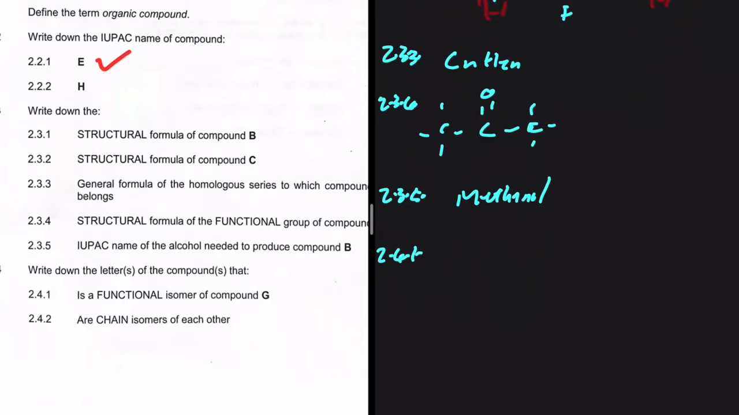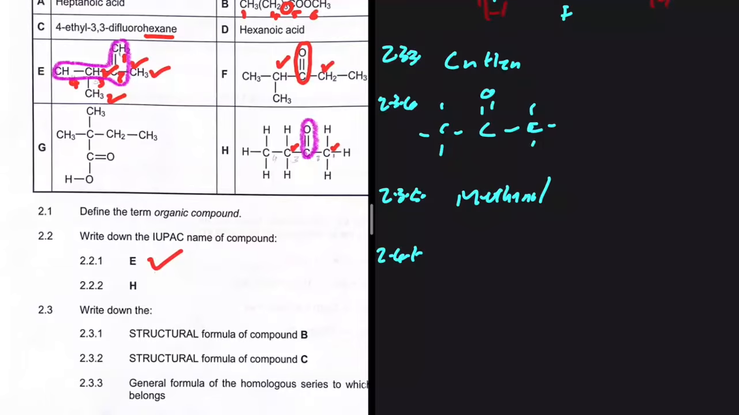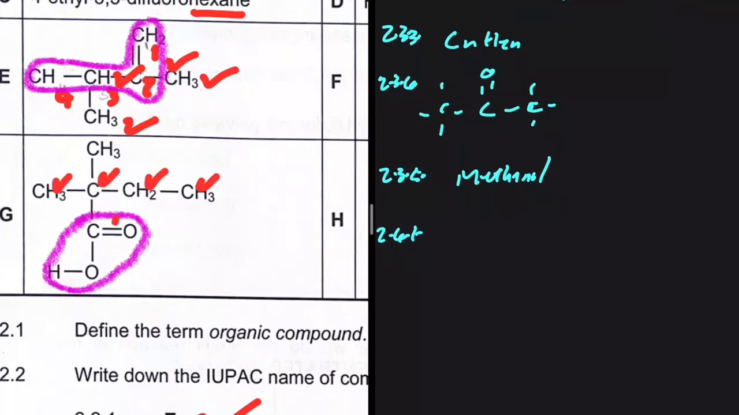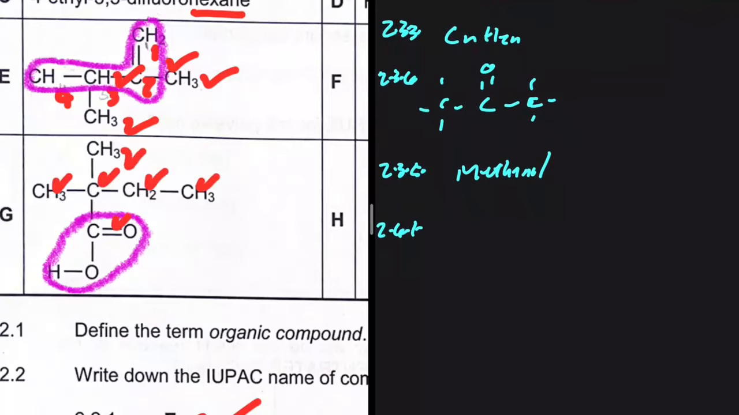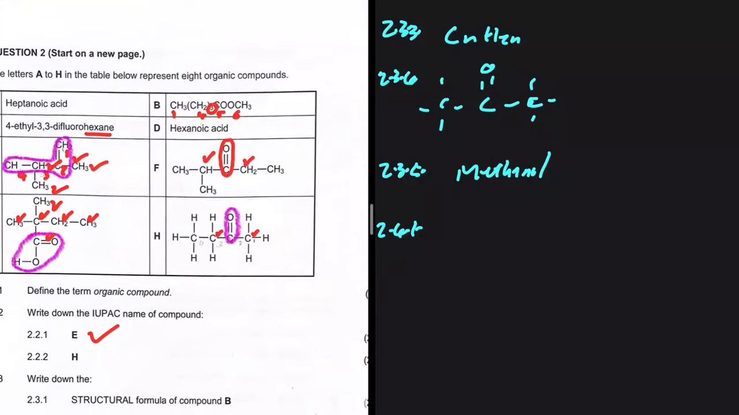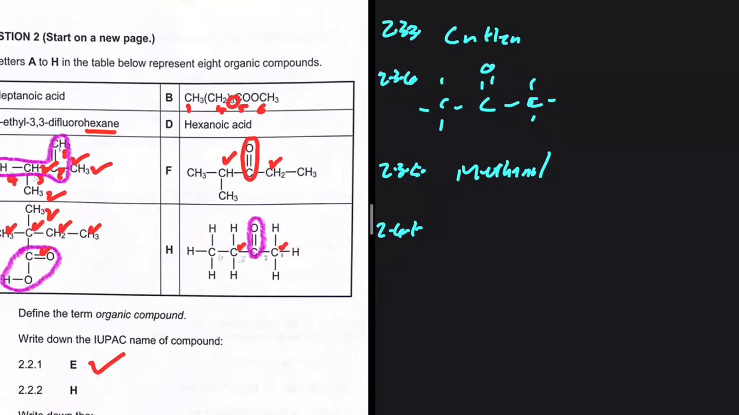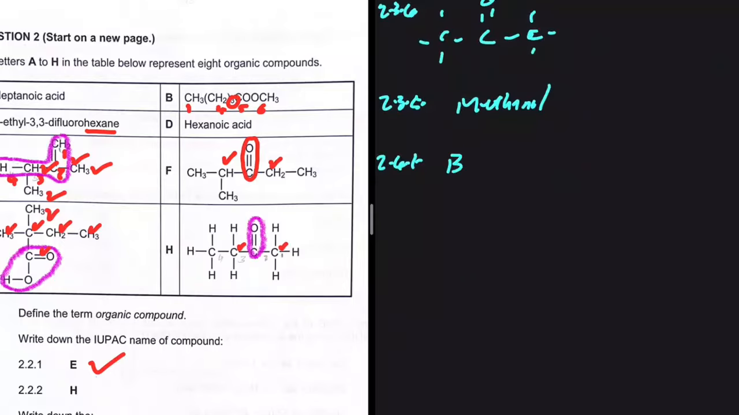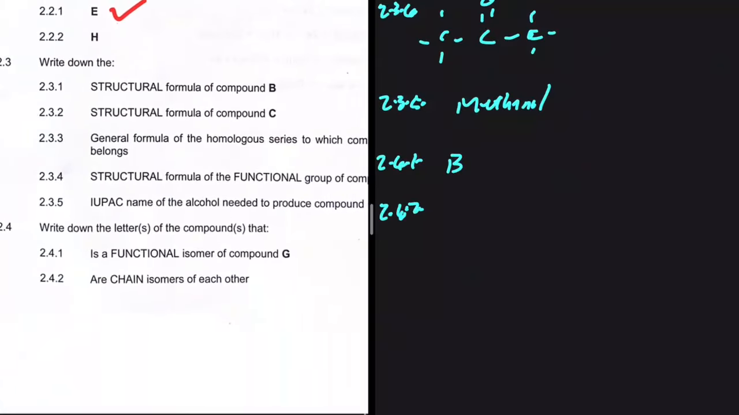2.4.1, we're looking for the letter of a compound that is a functional isomer of compound G. If you take a look at compound G, we have an acid because of the functional group, which we can identify right there. And that acid has 1, 2, 3, 4, 5, 6 carbons. So we are looking for an ester with 6 carbons. It will be a functional isomer of compound G. If you look at B, in B we have 6 carbons. So the answer to 2.4.1 is B. That ester right there with 6 carbons will be a functional isomer of G.